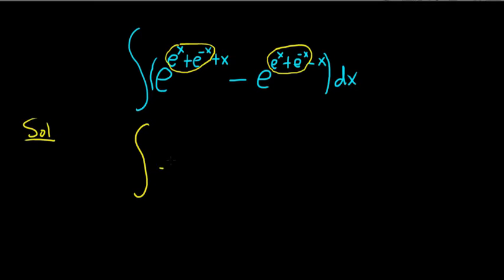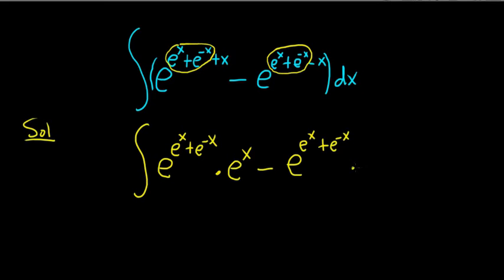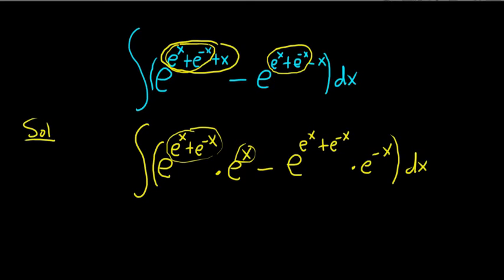So we can write this as e to the x plus e to the negative x times e to the x, right? Properties of exponents allow us to do that. Minus, and then do the same thing here, e to the x plus e to the negative x times, and then e to the negative x. So at least now we have some common factor. Again, properties of exponents allow us to do that, right? We're just adding this exponent to this exponent to get this exponent up here.